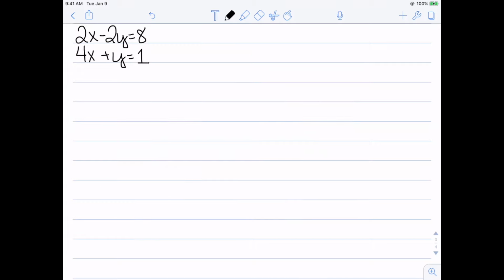This time I have 2x minus 2y equal to 8 and 4x plus y equal to 1. This time I'm going to solve my second equation for y. And this is because the coefficient of y in the second equation is 1, which means I don't have the chance of introducing fractions. So we solve this equation by subtracting 4x from both sides, which gives us that y is equal to 1 minus 4x.